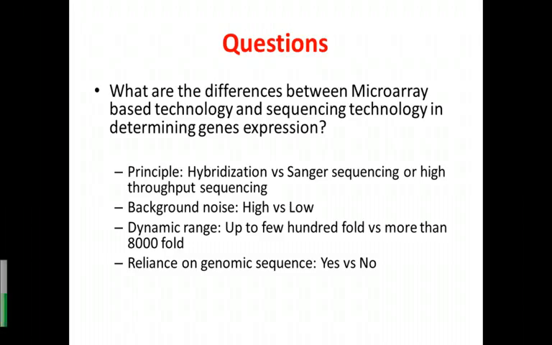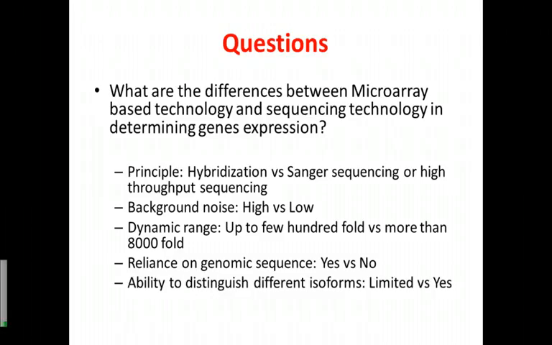The reliance on genomic sequence. Microarray will need to depend on existing knowledge of the genome sequence, while sequencing would not need to rely on the genomic sequence. Their ability to distinguish different isoforms. For microarray, there's limited potential in distinguishing or identifying isoforms, while sequencing has the ability to differentiate.